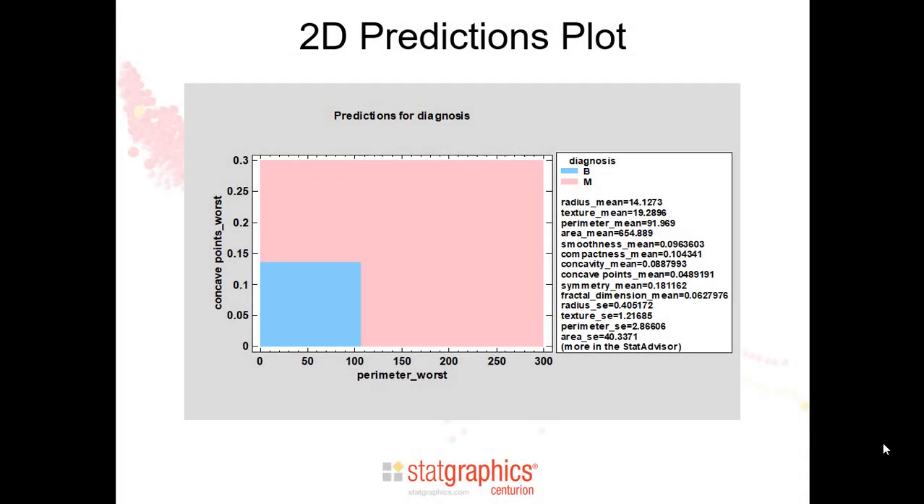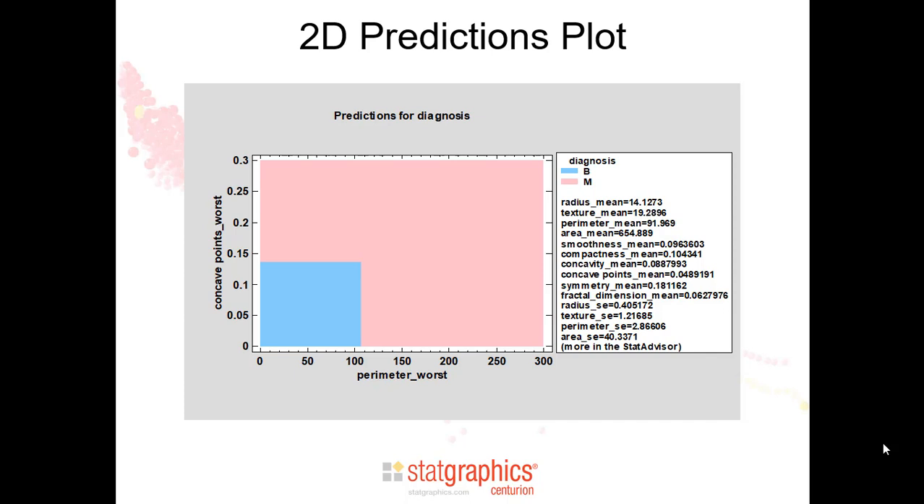Another interesting plot to create is the 2D predictions plot. To create this plot, you pick two features, normally the most important two, and you let each of those features vary over some range. You then fix the value of the other features, often at their average level.